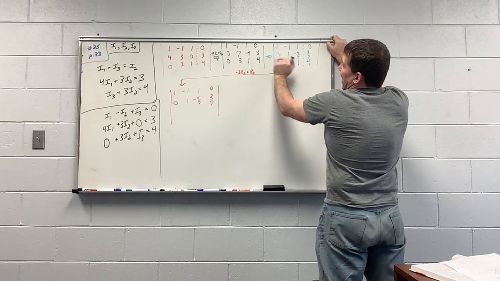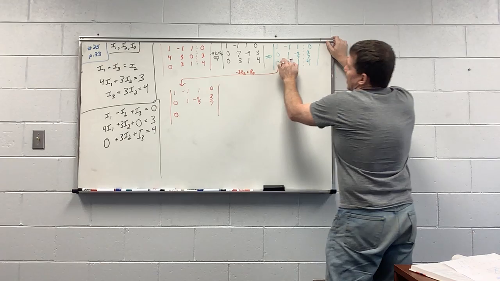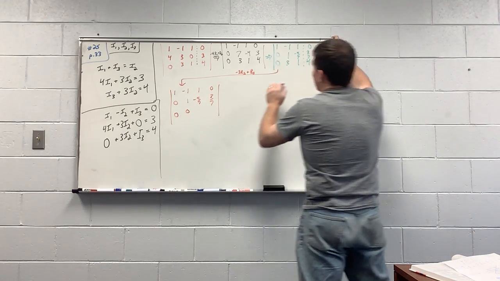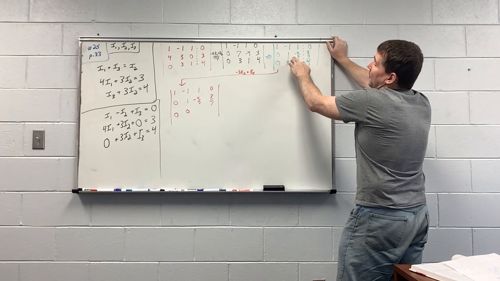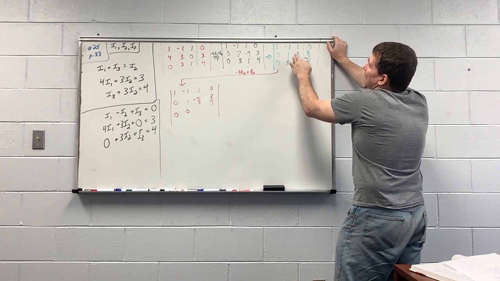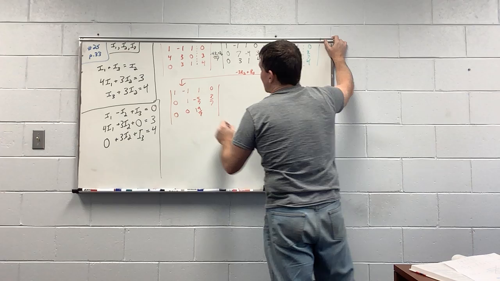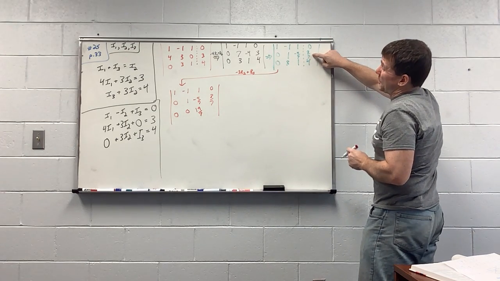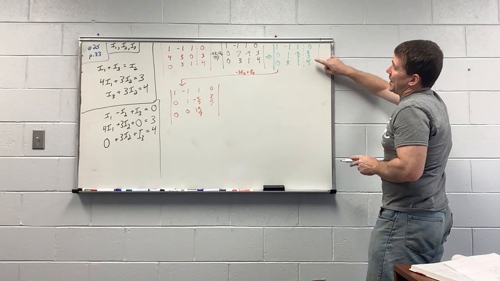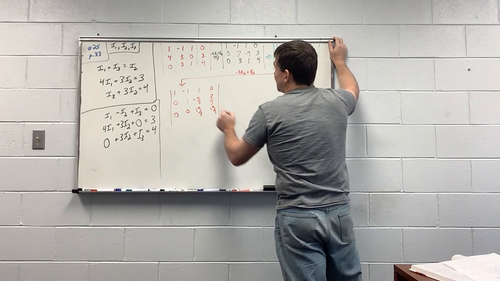Negative 3 times 0 is 0 plus 0, which is 0. Negative 3 times 1 is negative 3 plus 3, which is 0. Negative 3 times negative 4 sevenths is positive 12 sevenths plus 1, which is 7 sevenths. 12 sevenths plus 7 sevenths is 19 sevenths. Negative 3 times 3 sevenths is negative 9 sevenths. 4 is 28 sevenths. 28 sevenths minus 9 sevenths is 19 sevenths.